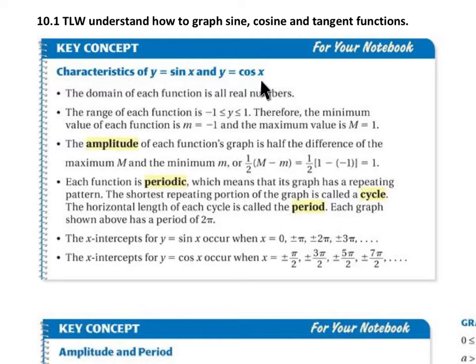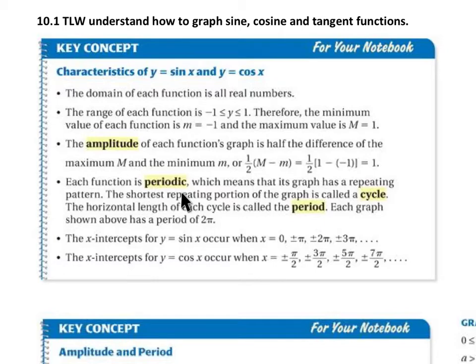Characteristics of sine and cosine, okay? The domain of each function is all real numbers. The range of each function is -1 is less than or equal to y, and y is less than or equal to 1. Therefore, the minimum value of each function is m equals -1, and the maximum value is m equals 1. The amplitude of each function of the graph is half the difference of the maximum and the minimum. So it's 1/2 max minus the min. So in this case, it's 1.